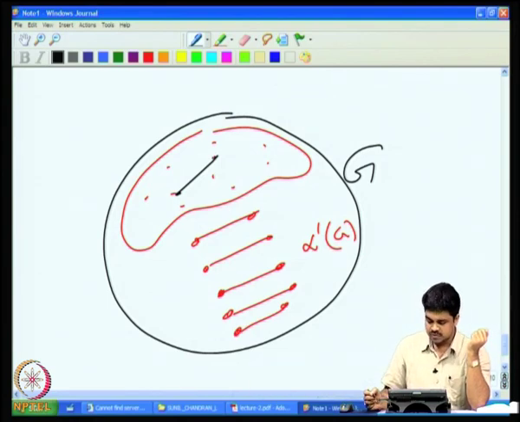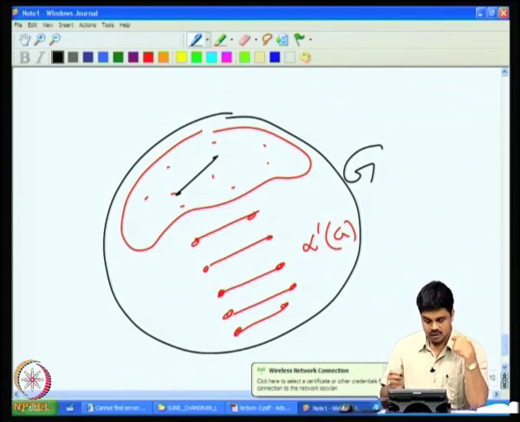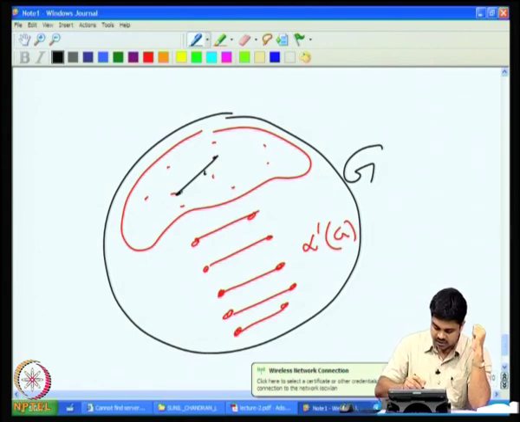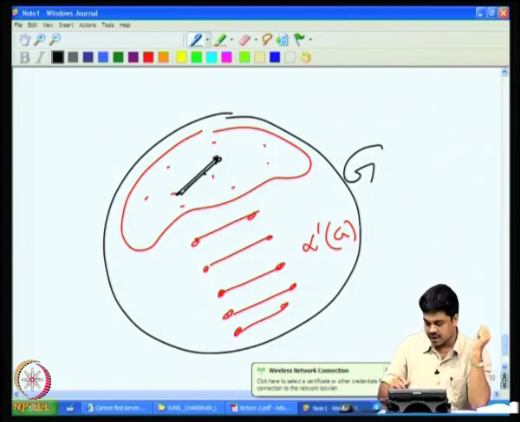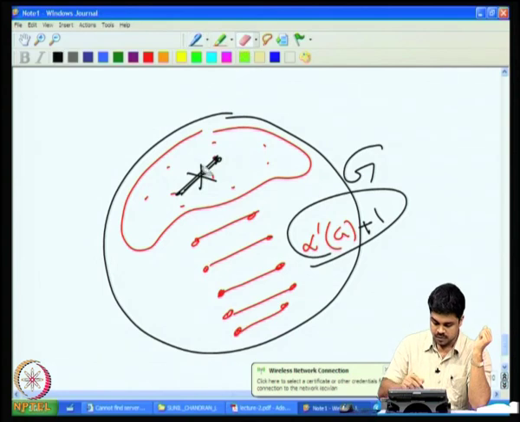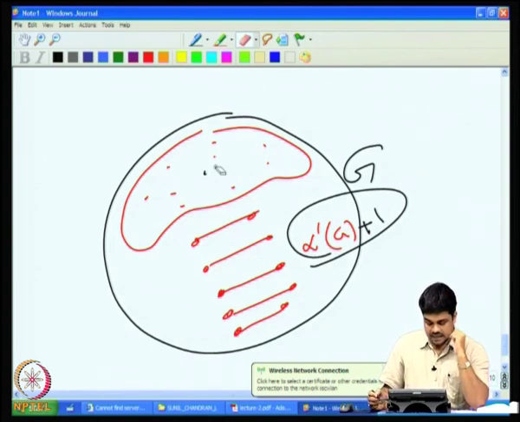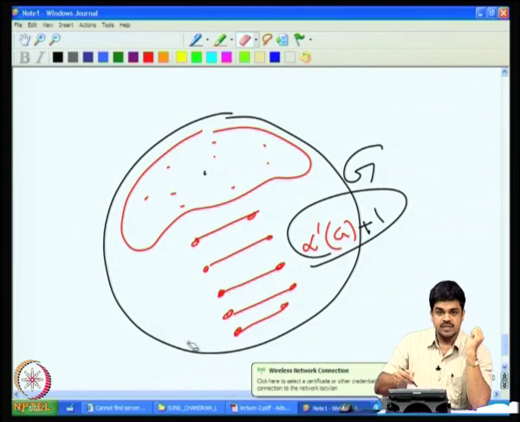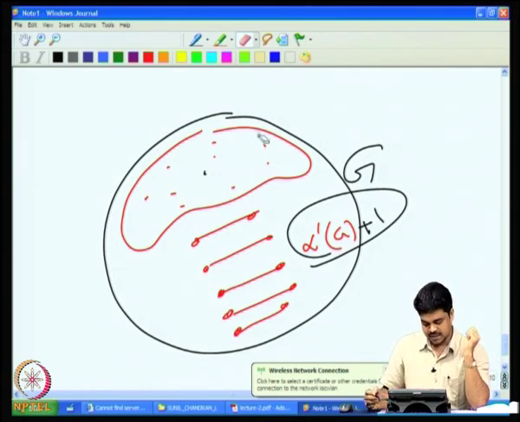It is not possible, because suppose there is an edge like that, then we could have added this edge also along with this collection, and we would have got a bigger matching. That means these edges and this one together would have made a matching of cardinality alpha dash of g plus 1, which would be a contradiction. We know that the biggest cardinality of a matching in the graph is alpha dash of g. So, this edge will never occur. If you remove these vertices, the remaining set is an independent set.